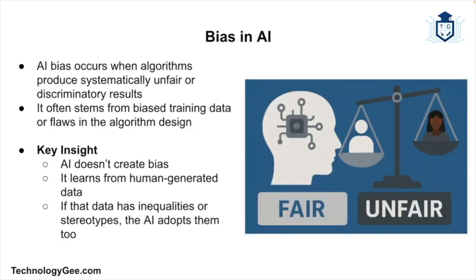All right, so let's talk about bias in AI. Bias in AI happens when an algorithm produces results that are systematically unfair or discriminatory. And this is often because of problems in the data it was trained on or how it was built. And here's the kicker: AI doesn't create biases on its own. It learns from data created by humans. So, if that data reflects real world inequalities or stereotypes, then guess what? The AI learns those as well.